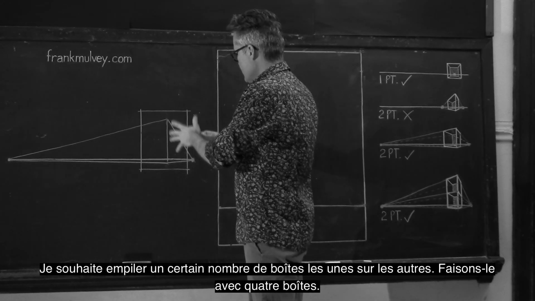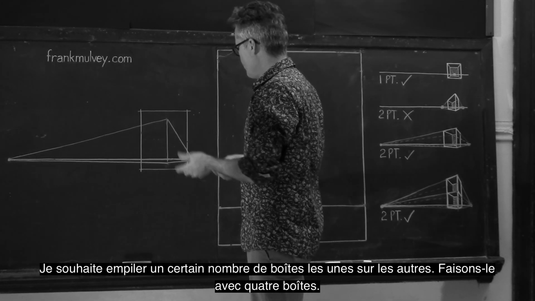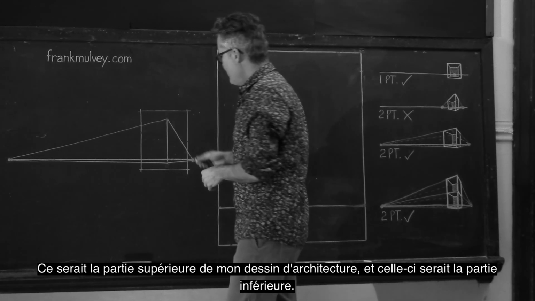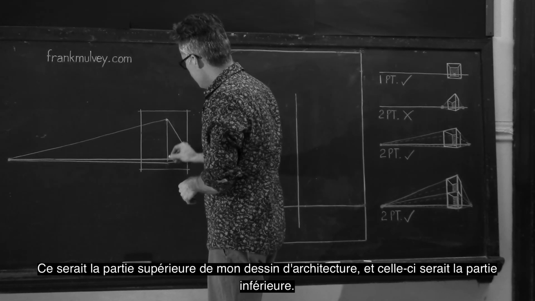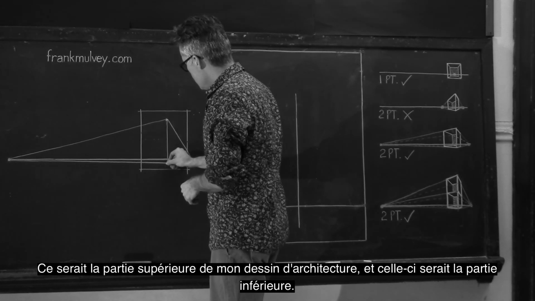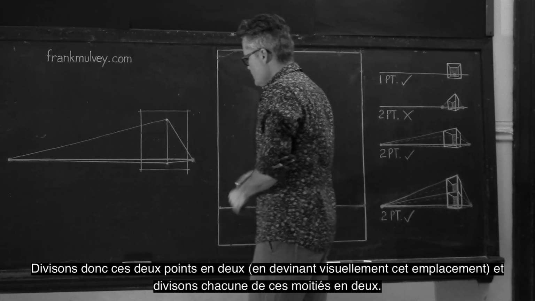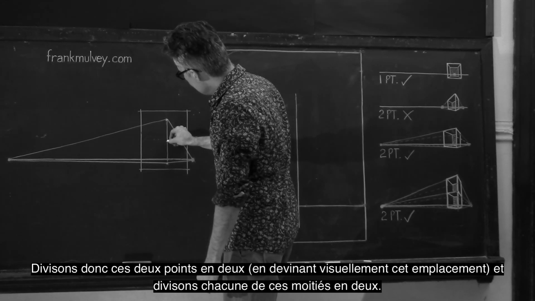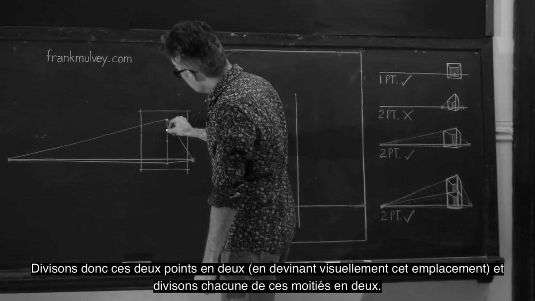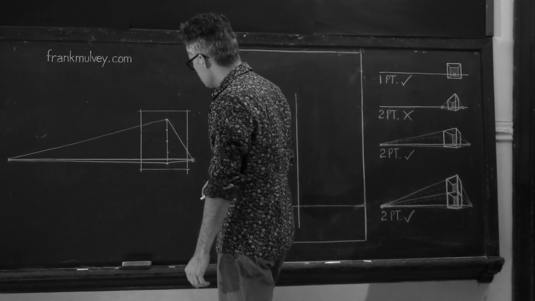So I would like to stack a number of boxes on each other. Let's do this with 4 boxes. So this would be the top part of my architectural drawing, and that would be the bottom. So let's divide these 2 points into 2, visually guesstimating that location, and divide each of those halves into 2.